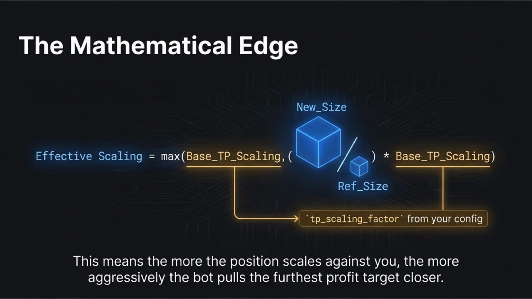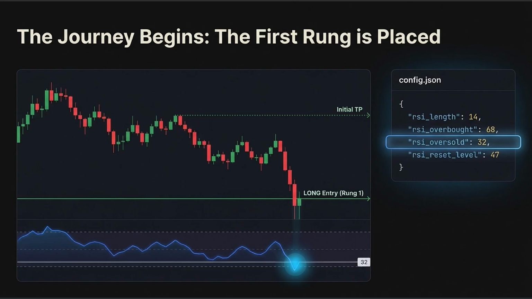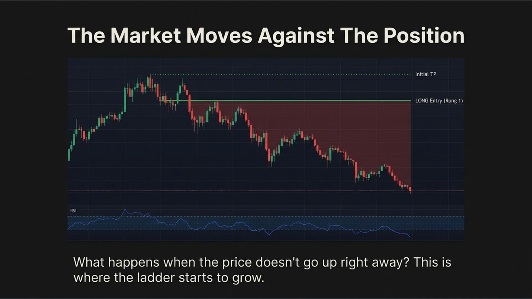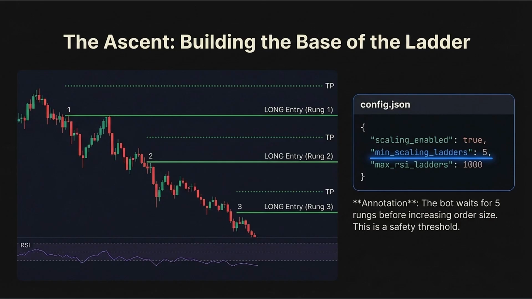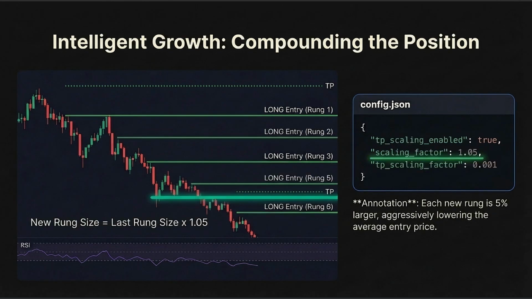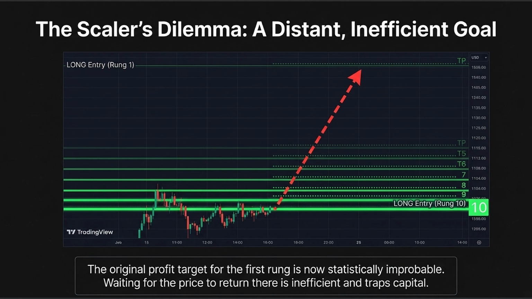1. Capital mathematics and risk management. The foundation of this system is precise capital allocation. For a total balance of $5,000, the distribution is as follows. Quantity: 10 independent bot configurations. Initial margin: each bot is allocated 0.05% of total capital, $2.50. Leverage: 10 times. Initial position size, USD value: the bot opens the first rung at $25, $2.50 margin times 10 leverage.